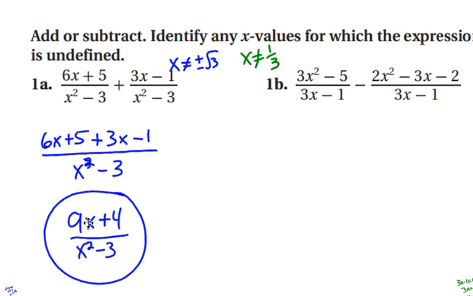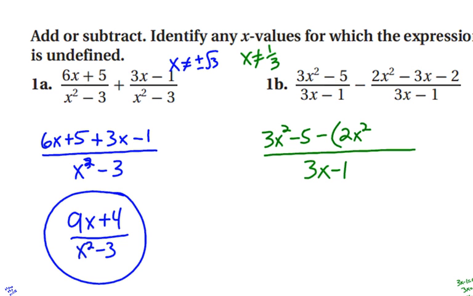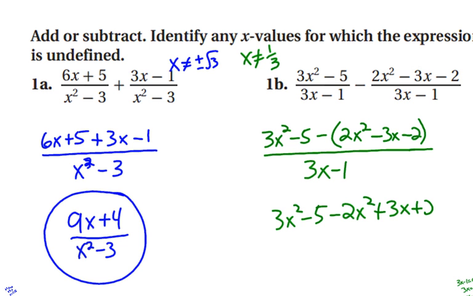So we have a common denominator, and now we're just going to simplify those into one expression. 3x minus 1 is the denominator. We have everything up top, 3x squared minus 5. Now here's the one part. You're going to be subtracting the whole thing. So you have to distribute that negative, because you're subtracting that whole expression. So 3x squared minus 5 minus 2x squared plus 3x plus 2 all over 3x minus 1.